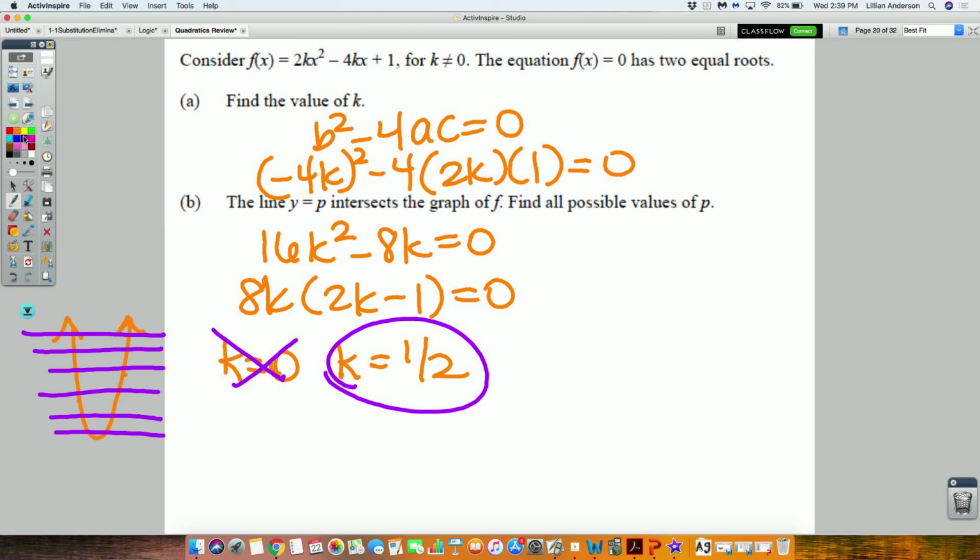So you're trying to figure out all the possible values of p for which the line intersects the graph. And you'll know what p is because you're looking for the line that hits the quadratic at exactly one point. You're looking for y equals this particular line, aka the y coordinate of your vertex. Because whatever that value is, it's going to be all the values that are greater than that. Okay? So k equals 1/2. What is my equation for f?